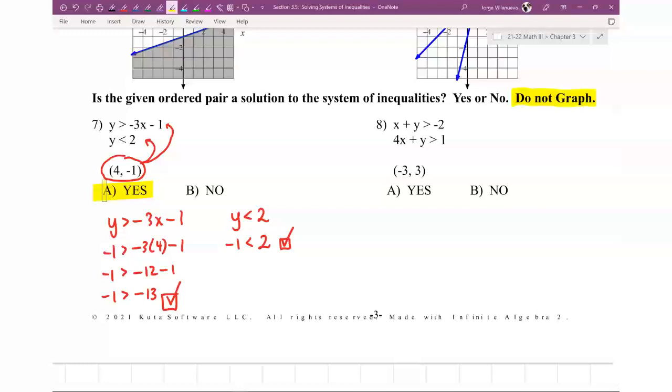Okay? So there you go. I did 3 problems for you guys. Like I said, the rest of them, they're pretty straightforward. They're not too tough, okay? If you have problems with it, let me know.